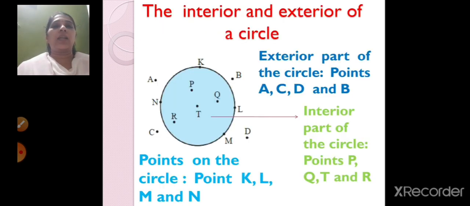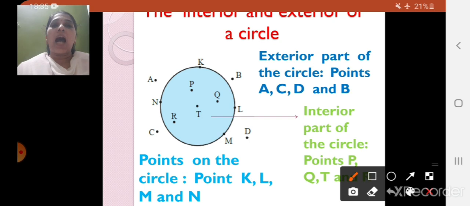So the other component is the interior and exterior of a circle, right? So you can see here children, in the figure, a circle is drawn. There are some points outside the circle, some points are on the circle, and some points are inside the circle, right? Now interior means inside and exterior means outside. So first we will see the exterior part of the circle. The exterior part of the circle is outside the circle.